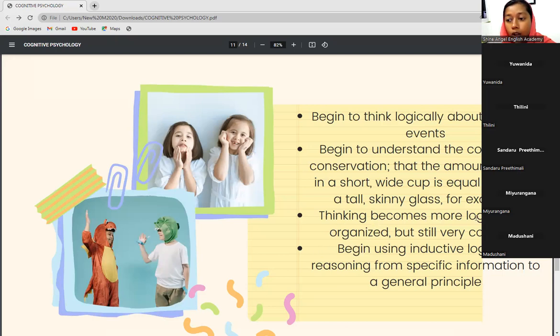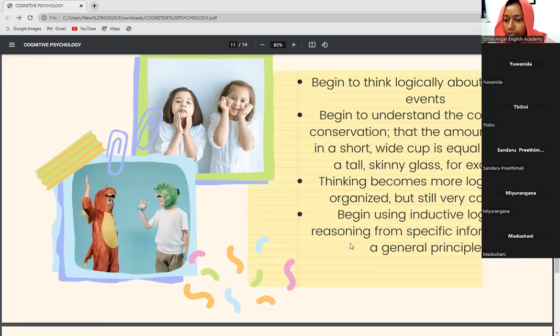Thinking becomes more logical and organized, but still very concrete. They are still very concrete, but even though their concrete level is there, their logical thinking is increased. Remember that. Okay. So they have the logical thinking, right? They're improving in the logical thinking.